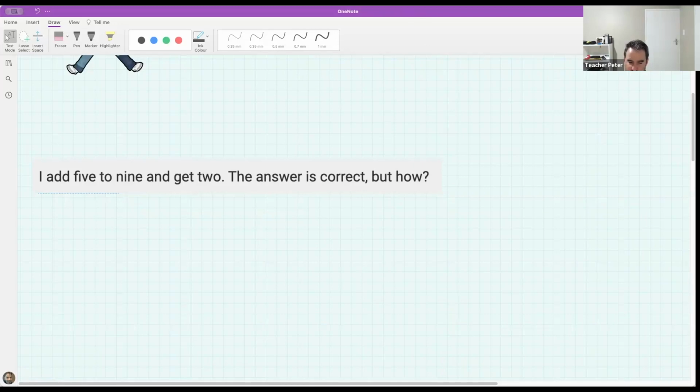Who feels like they have some insight? You sort of. I can give you a hint. Would you like a hint? This is a clever riddle. I like this one.